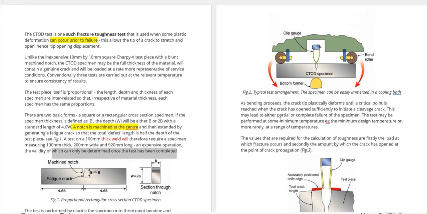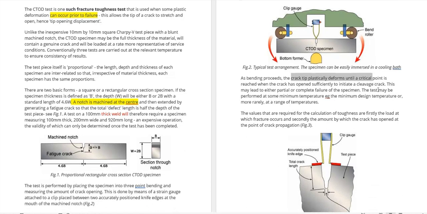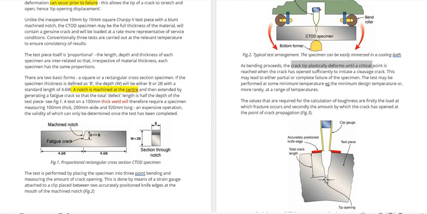As the bending proceeds, the crack tip plastically deforms until a critical point is reached, when the crack has opened sufficiently to initiate a cleavage crack. This may lead to either partial or complete failure of the specimen. So when we keep applying the load, it will create some partial or complete failure. The test may be performed at some minimum design temperature, or more usually at a range of temperatures.